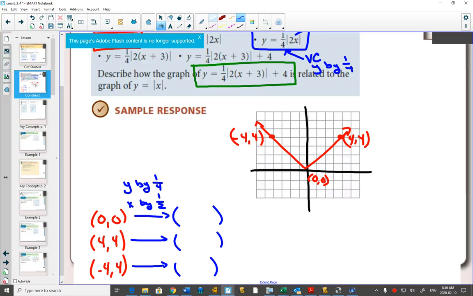Well, 0, 0 is going to stay 0, 0. Y by 1/4 will change these ones to 1. X by 1/2 will change this to 2 and this to -2. And so I can plot those points, 0, 0, 2, 1, and -2, 1.